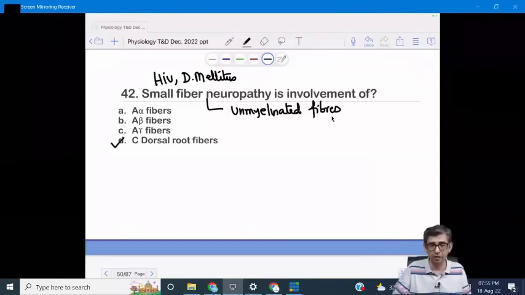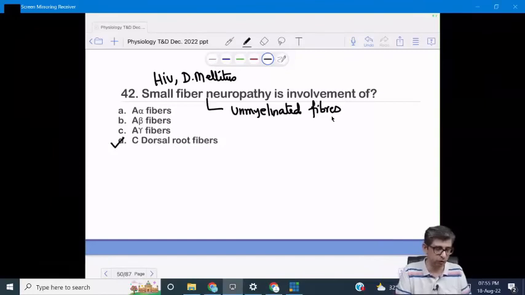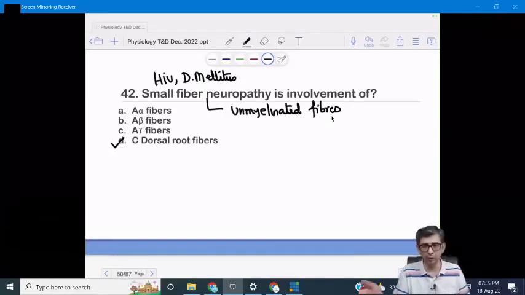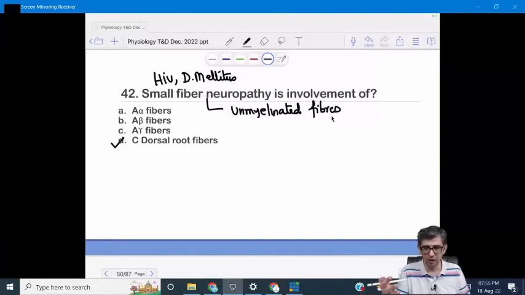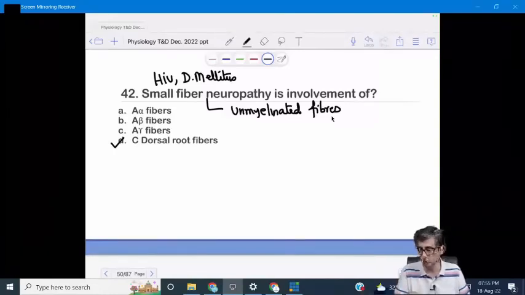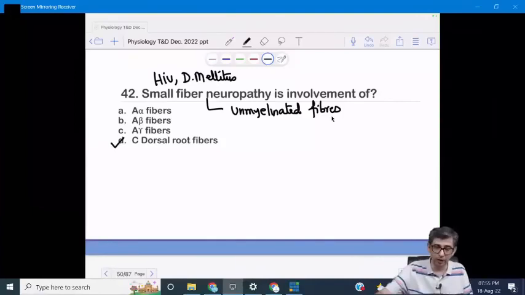Small fiber neuropathy means unmyelinated C fibers getting involved, and usually patients of diabetic neuropathy present with burning in the sole of the foot at night, for which there is no treatment also. Diabetic neuropathy is the commonest complication of diabetes mellitus, and even if we give these patients multivitamins, they will not improve. Why? Because it's not the myelin part that is affected.